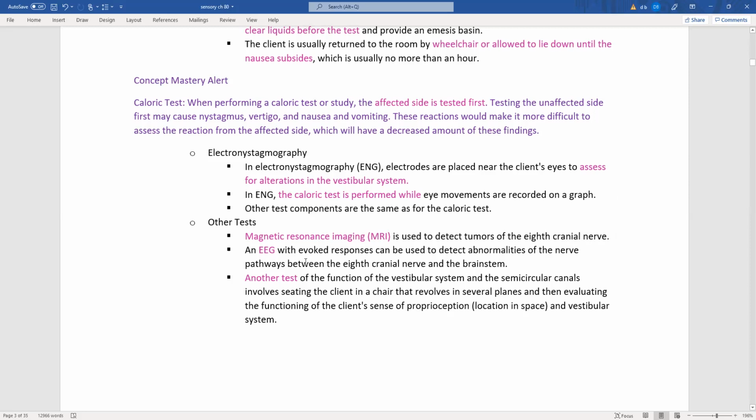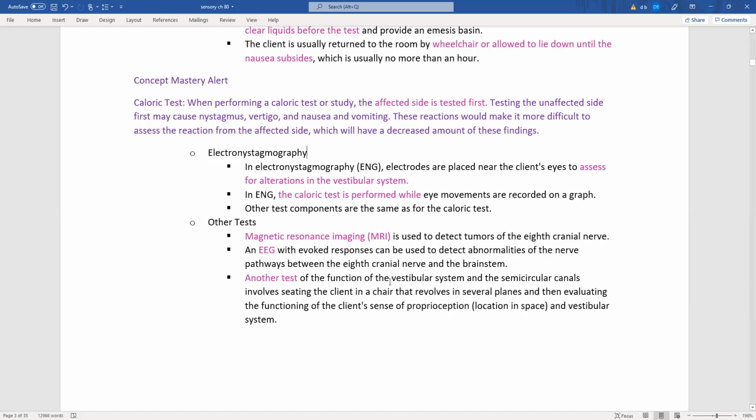With the EEG, with evoked responses, it can be used to detect abnormalities of the nerve pathways between the eighth cranial nerve and the brain stem. That's what it is going to be used for: evoked responses can be used to detect abnormalities of the nerve pathways between the eighth cranial nerve and the brain stem.